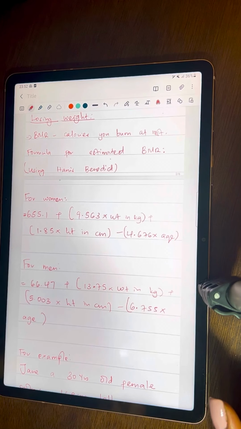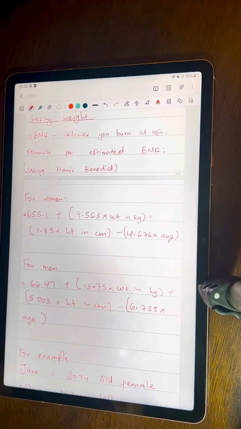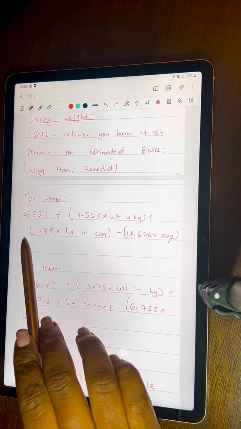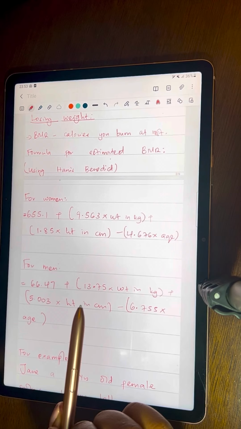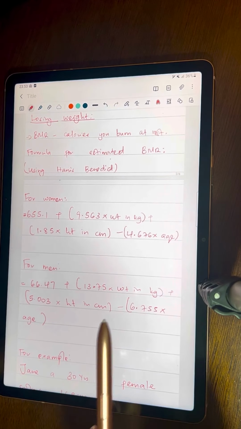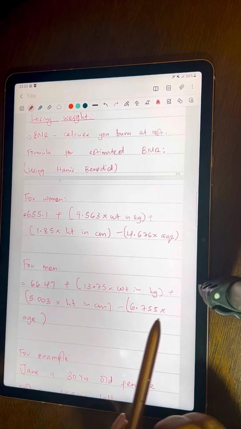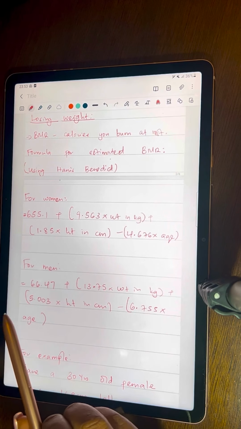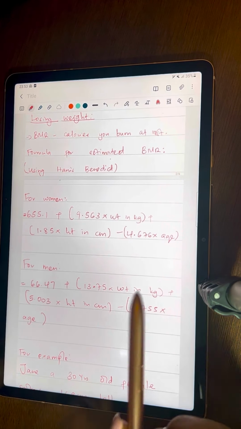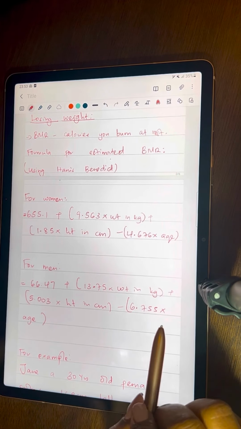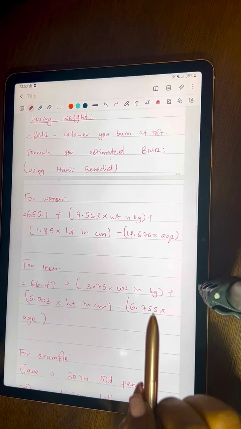So for the BMR, then we have a couple of formulas, but I'm going to use the Harris-Benedict. So for women, we do the formula: 655.1 plus, into brackets, 9.563 times your weight in kg, into bracket plus, into bracket, 1.85 times height in centimeters, minus 4.676 times your age.